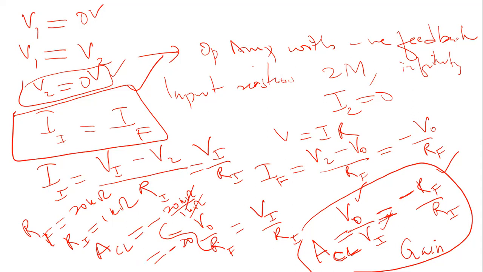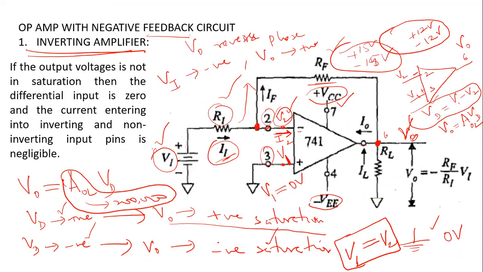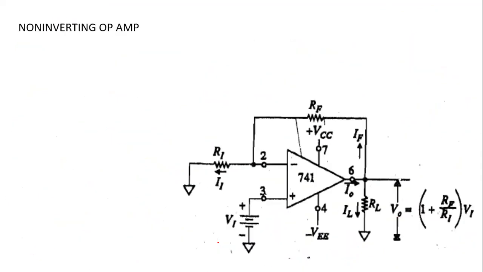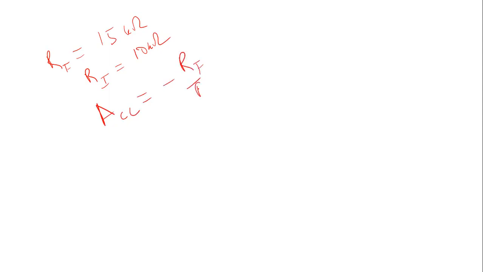And similarly, if you choose your feedback resistor to be, for example, 15 kilo ohm, and your input resistor to be 10 kilo ohm, then the closed loop gain of your inverting amplifier, which is minus RF upon RI, will be equal to minus 15 kilo ohm upon 10 kilo ohm. So this will have a gain of minus 1.5.